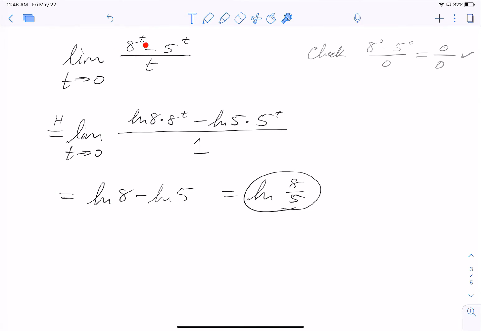Derivative of 8^t is natural log of 8 times 8^t. Likewise, we have minus natural log of 5 times 5^t. Denominator being t gives us a derivative there of 1, and direct substitution yields natural log of 8 minus natural log of 5, which can also be expressed as the natural log of 8/5.